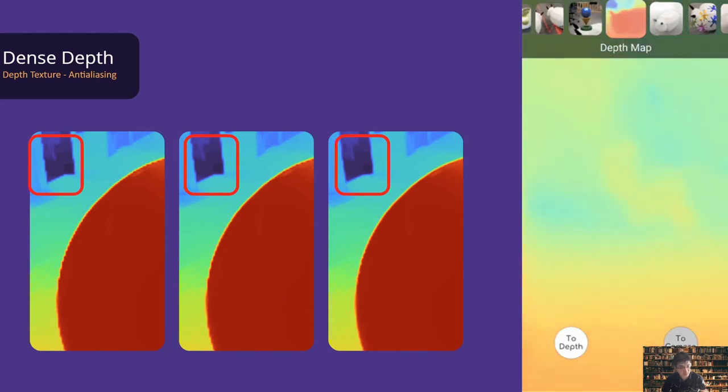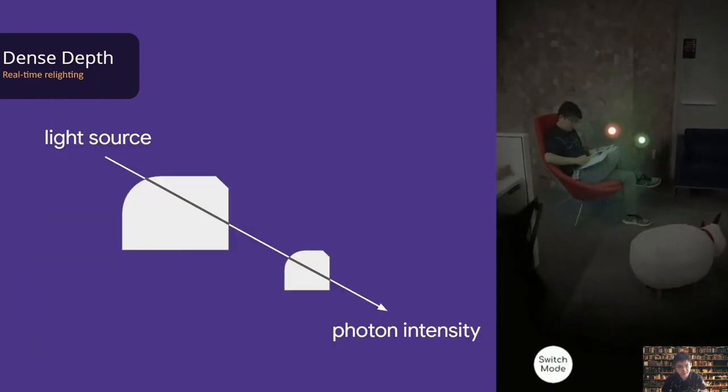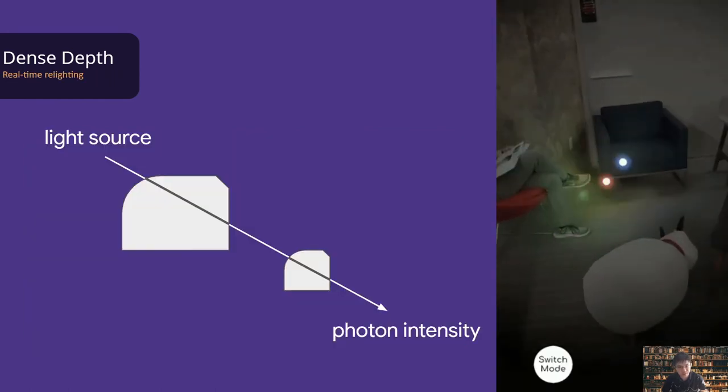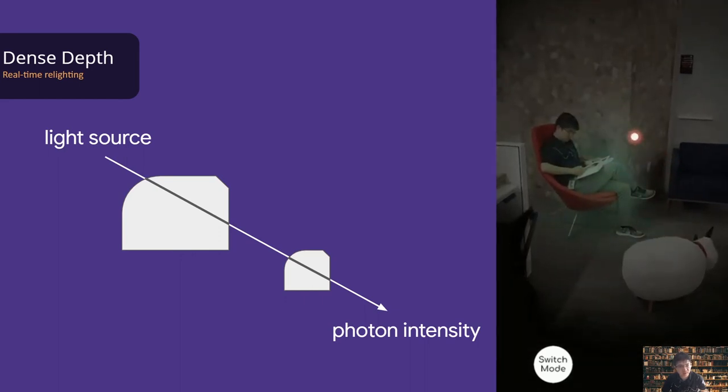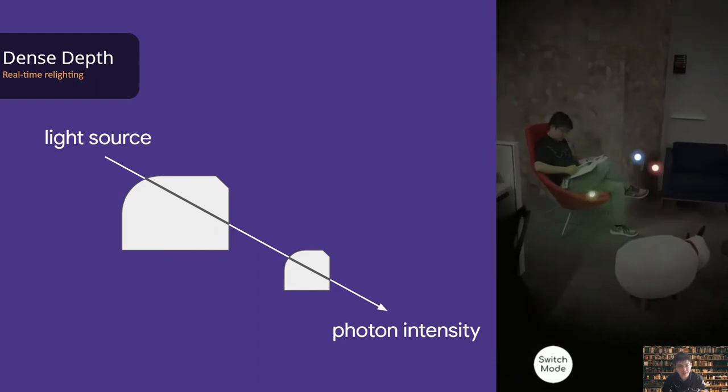As for dense depths, we introduce a depth-guided anti-aliasing algorithm to reduce artifacts. Relighting is an important use case of dense depths. We cast rays from each light source to each pixel and estimate the photon intensity arrived at the pixel in real time.